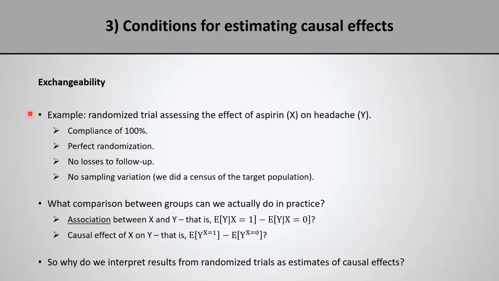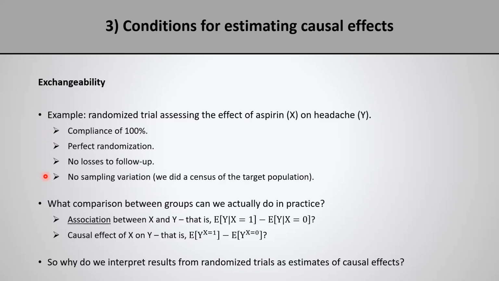So for us to better understand what exchangeability is and why it is useful, let us consider a simplified example where we have a randomized trial assessing the effect of aspirin, which is our exposure X, on a headache, which is our outcome Y, and let us assume that this randomized trial is a perfect one. And by that, I mean that we have 100% compliance with a prescribed treatment, we have perfect randomization, which means that treatment assignment was perfectly balanced, we have no losses to follow up, so there is no room for selection bias, and we have no sample variation, so that no statistical inference is required for estimating the causal effect.